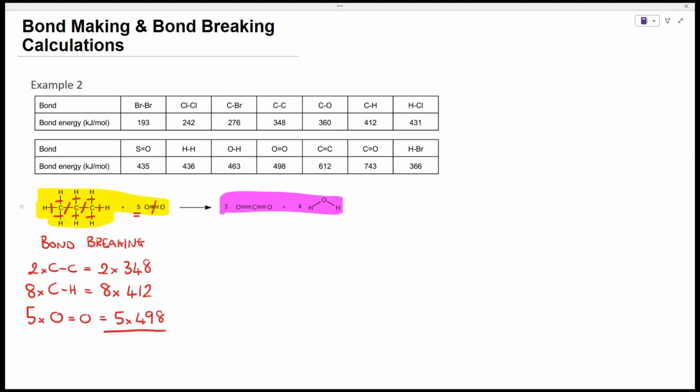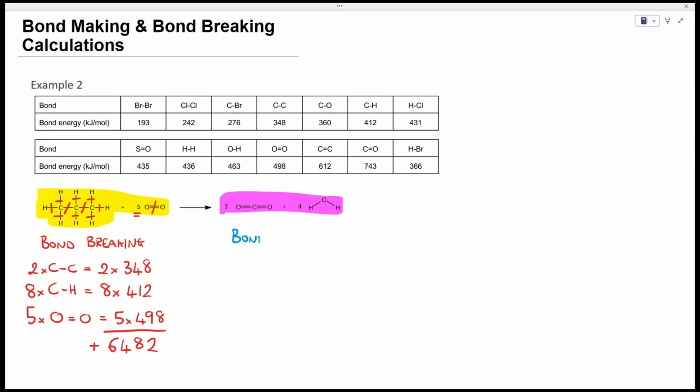So what I'm then going to do is I'll add up the numbers and I should, if I've done everything correctly, I've got 6,482, which is a positive number because I've broken bonds. Now, I'm going to go on to the bond making side now.